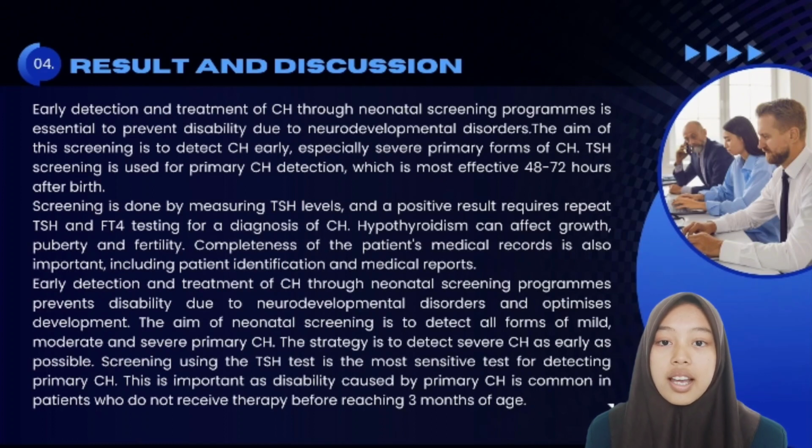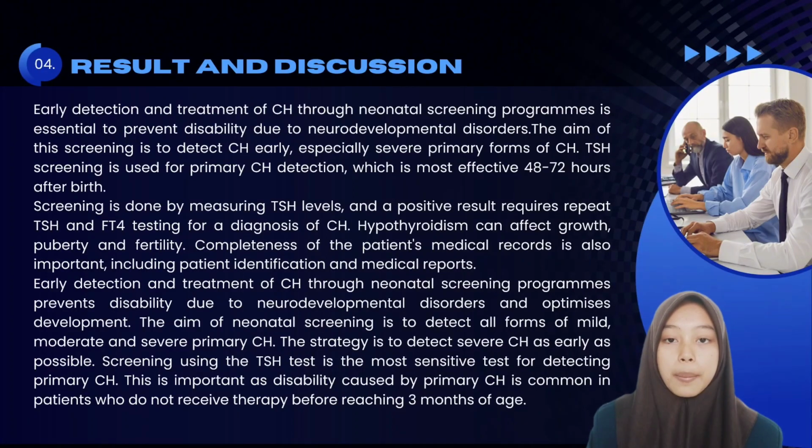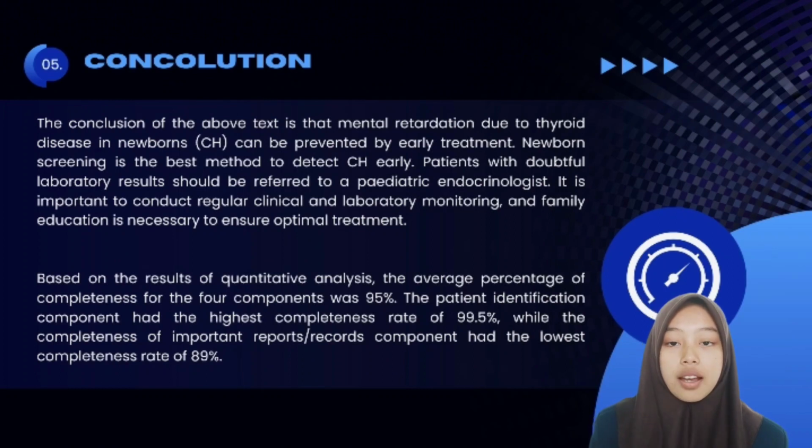Screening uses the TSH test, the most sensitive test for detecting primary CH. This is important as disability caused by primary CH is common in patients who do not receive therapy before reaching 3 months of age. And the last, conclusion. The conclusion of the above text is that mental retardation due to thyroid disease in newborns or CH can be prevented by early treatment. Newborn screening is the best method to detect CH early.